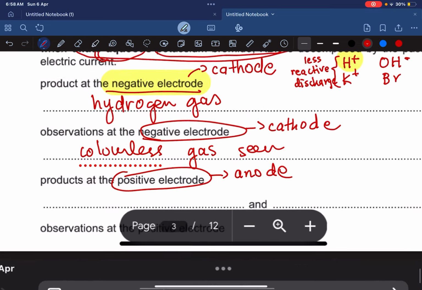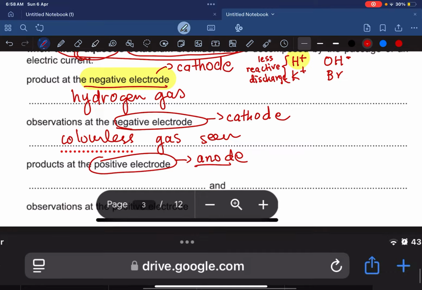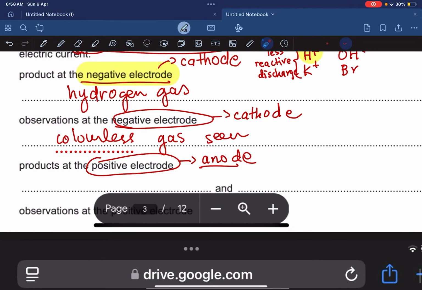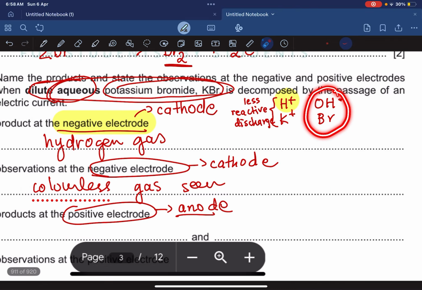Okay, the next thing is the product at the positive electrode, which is the anode. Now look here, they have given us 2 lines. They have given us this line and it is written "and" in between, and then we are given this line. This means that we have to write 2 products. Okay, and we have 2 ions, bromide ion and hydroxide ion. Hydroxide ion basically always discharges to form oxygen gas.